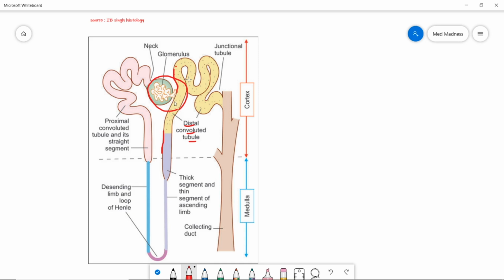In this region of the distal convoluted tubule, we have tall columnar cells. In other parts of the nephron, we have only cuboidal cells. What is the importance of this? We will see it in my hand drawing.